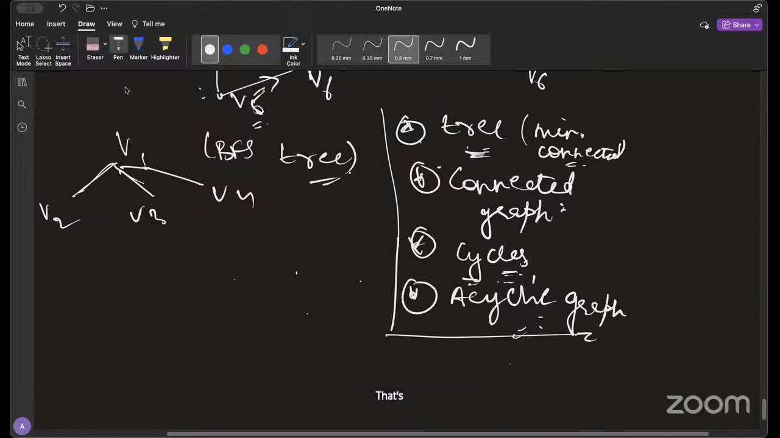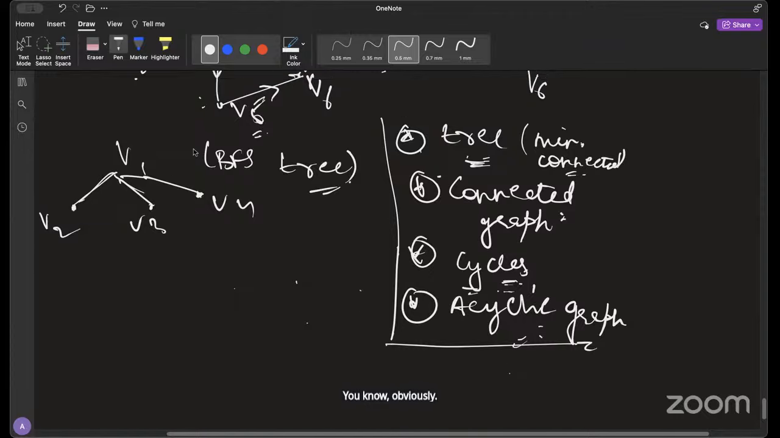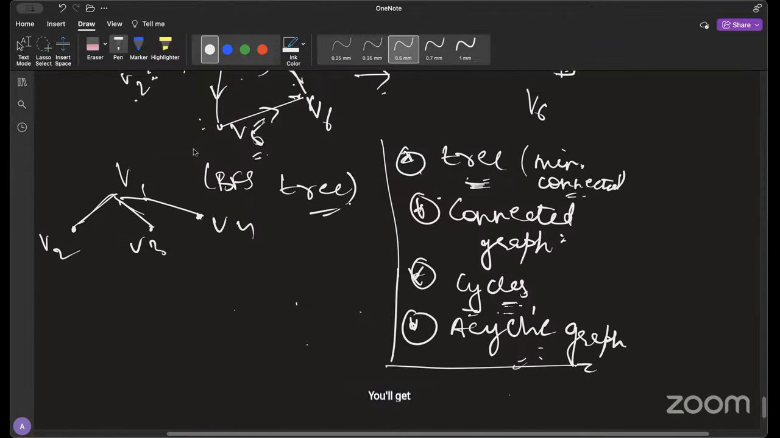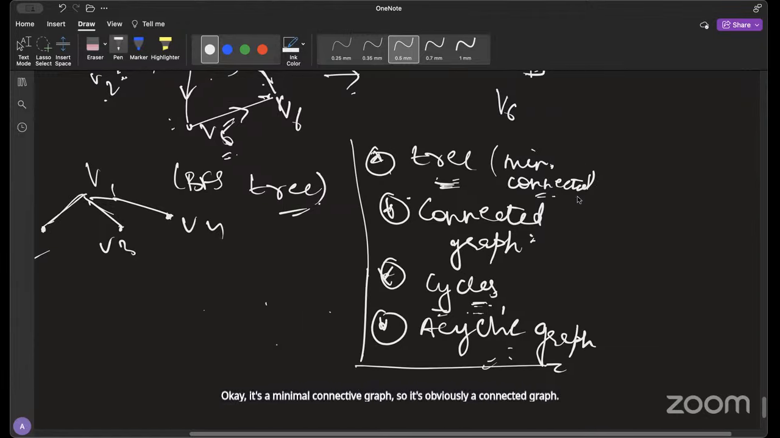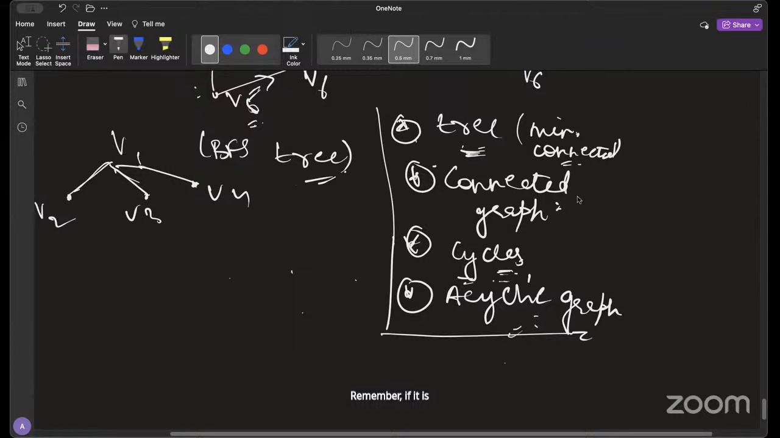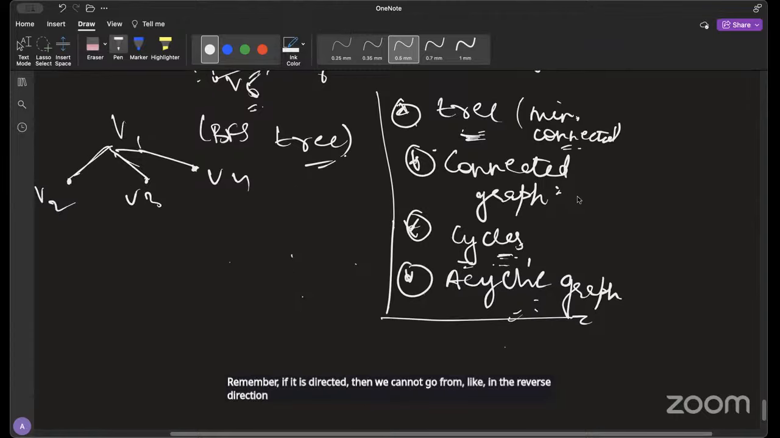That's all. But ma'am, I have seen that in the drawing of a tree, you cannot go from every point to every other point. So obviously, you can in a tree. That's why it's a connected graph. A tree is a minimal connected graph, so it's obviously a connected graph. Maybe if it is directed, then we cannot go in the reverse direction.